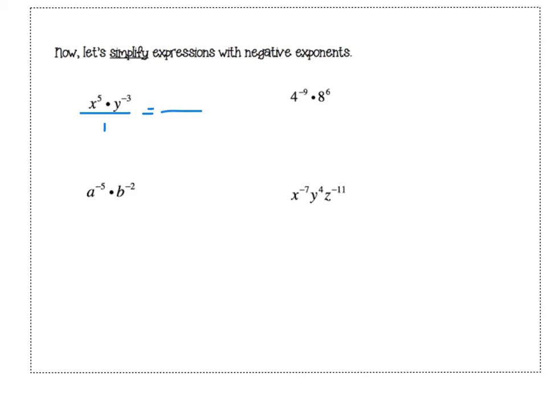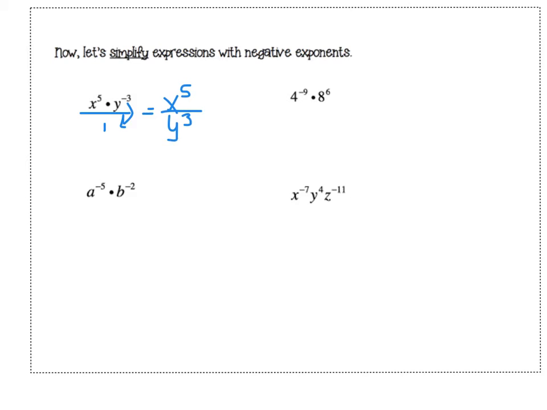So for the first one, x to the 5th power is already positive, so we're going to keep that on the top. But I don't want y to the negative 3rd. I want that to be a positive 3, so I have to take that and move it down to the bottom. So the final answer is going to be x to the 5th power over y to the 3rd power.